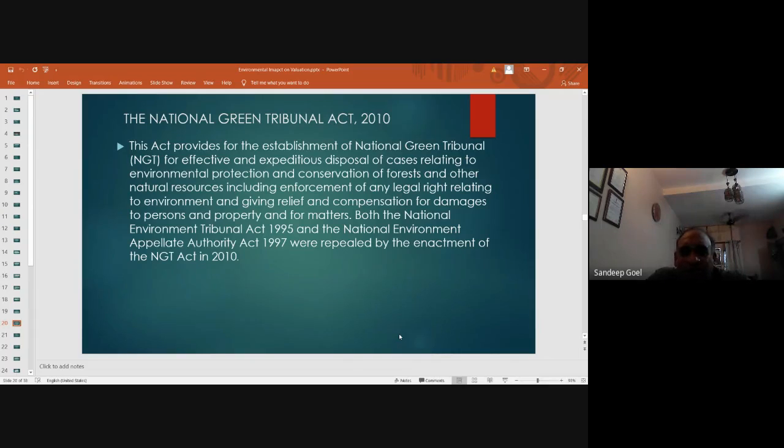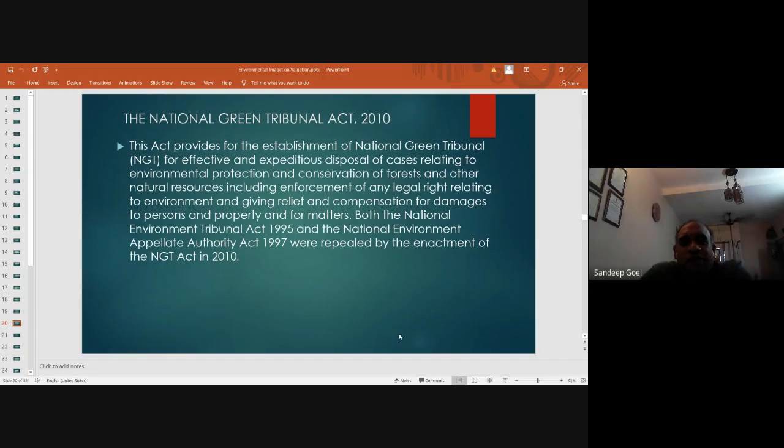Basically, this tribunal was formed to look after all the appeals, all the cases related with the environmental pollution, creating, preventing, and stopping. How to deal with the industries which are creating it, the disputes on the industries, maybe government, maybe non-government, to settle those disputes. The main aim of NGT is to give decisions on the cases pertaining to the environmental issues. This is for effective and expedient disposal of cases related to environmental protection and conservation of forest and other natural resources, including enforcement of any legal right related to environment and giving relief and compensation for damages to persons and property and for matters.